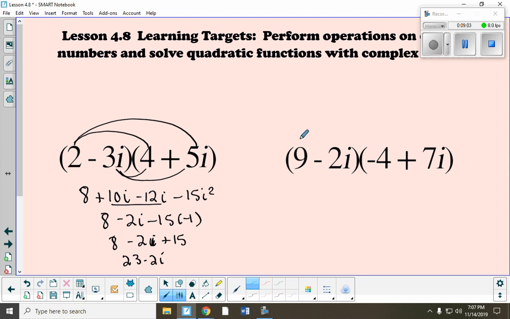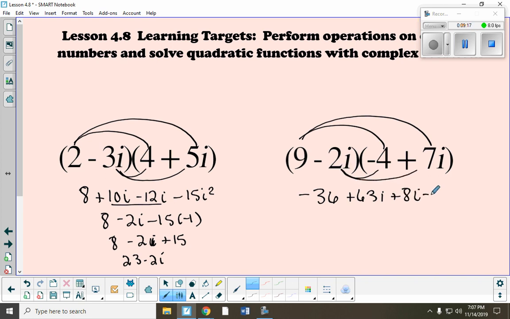All right, one more like that. So we'll multiply. Negative 36 we would have. And 7 times 9 is 63i. And then the inner times the inner would be a positive 8i. And then we have negative 14i squared. So we'll combine our like terms. So we have negative 36 plus 71i. And then this is like a negative 1 right here. So you have negative 14 times negative 1 is a positive 14. And so that would give us a negative 22 plus 71i.